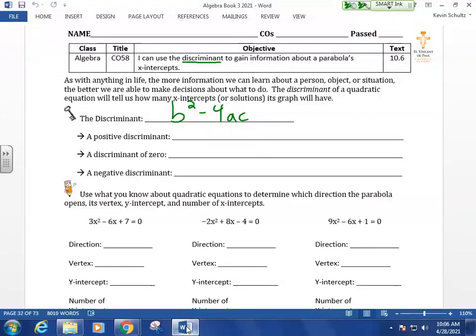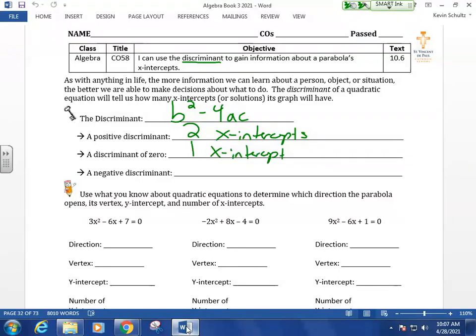So if you calculate this, and the discriminant is positive, it means the parabola has 2 x-intercepts. Doesn't tell you anything about where they are, but just that it has 2 of them. Okay? If you evaluate the discriminant and it equals 0, it means that there is 1 x-intercept.